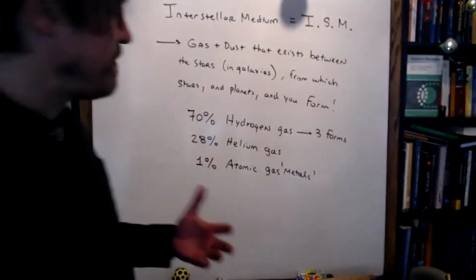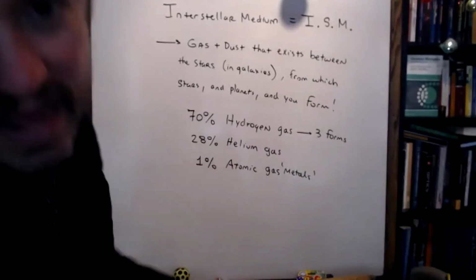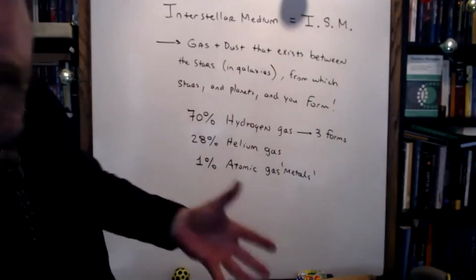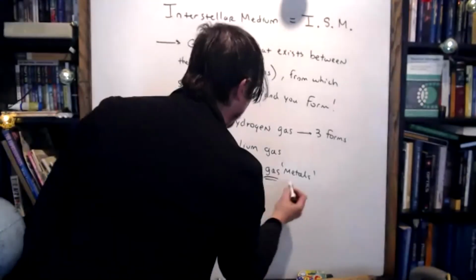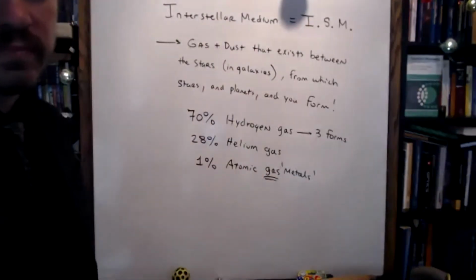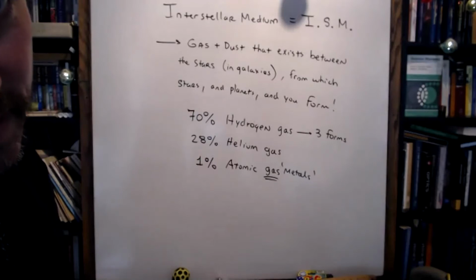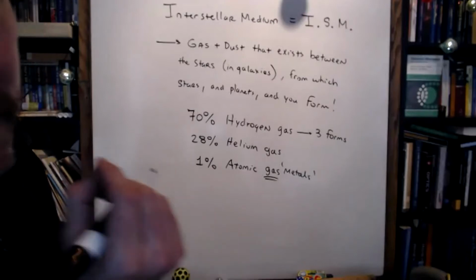An atomic gas metal could just be a carbon atom. It could be a nitrogen atom. It could be, who knows, an iron atom, just floating in the void of space. But the idea is it's in the form of gas. The remaining 1% is something different.